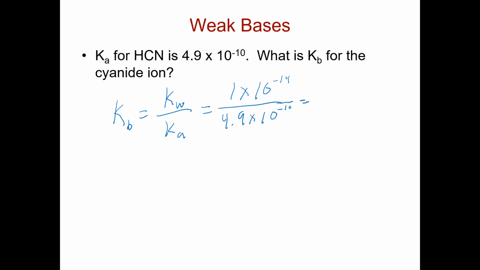So if we divide that out, that comes out to 2.04 times 10 to the negative 5th. So Kb for the cyanide ion would be 2.04 times 10 to the negative 5th.